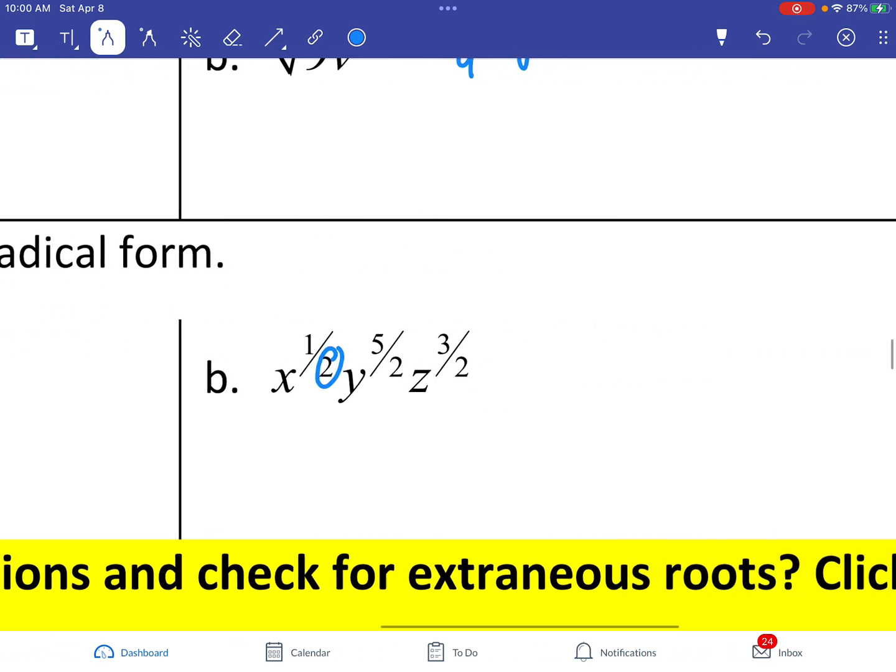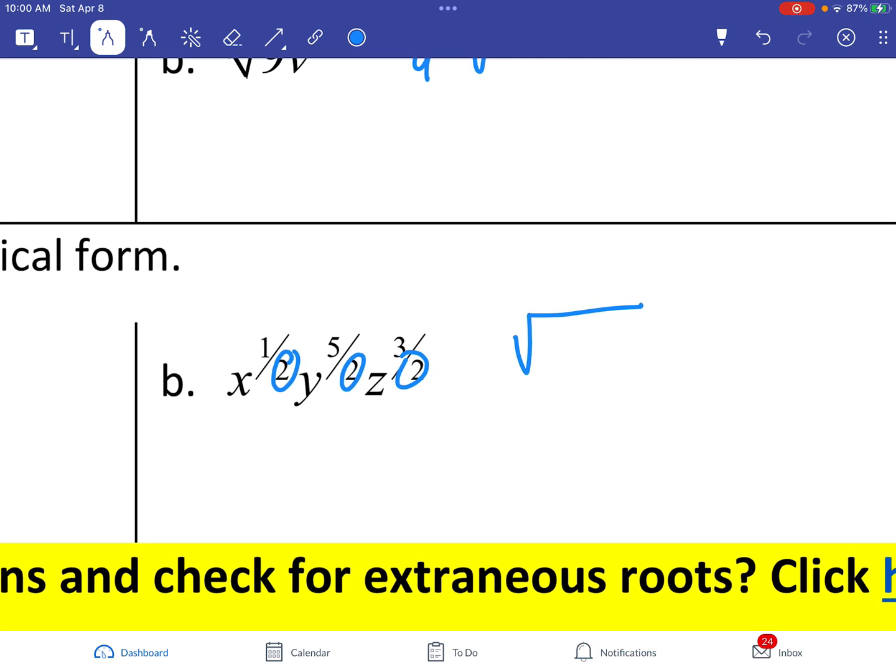Again, we have a 2 as our denominator, which means we have a square root. You can put a 2 up in the corner above that little check mark of your radical sign, but you don't need to. It's assumed it's a 2 if it's not written. X to the first, you can write the 1. You don't have to. Y to the 5th, z to the 3rd. And that's it.